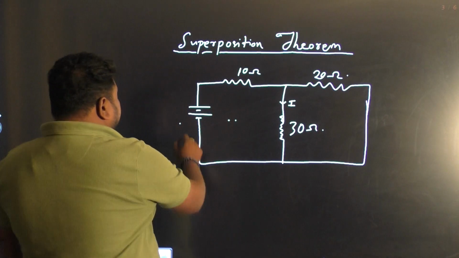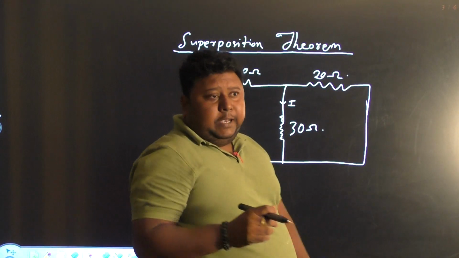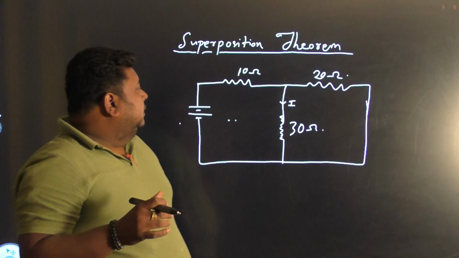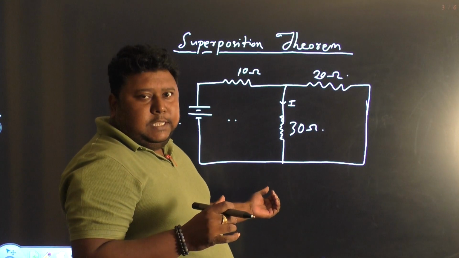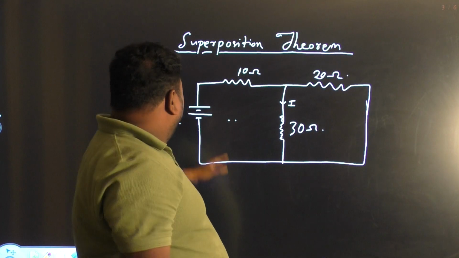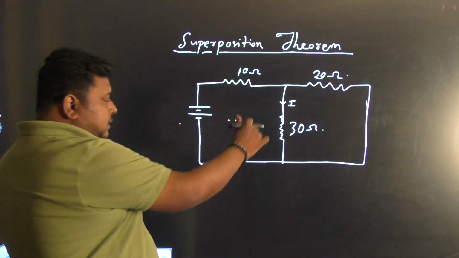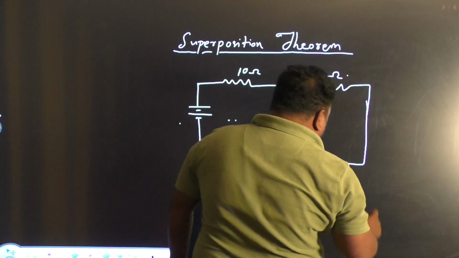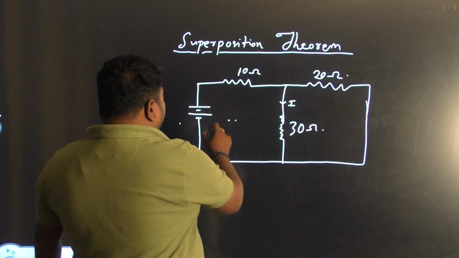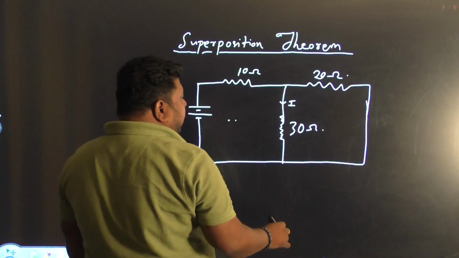Now what will be my second step? As I have repeated, once again I am repeating: as many as the sources, that many are the steps. So there were two sources. One was 50 volt, another one was 20 volt. So already I have considered 50 volt and eliminated 20 volt.